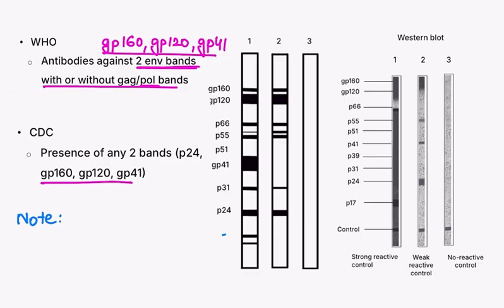The same 3 have been taken, but CDC says I also want to take into account the capsid protein, that is P24, and now out of these 4, I want that at least 2 should be present. So WHO had kept the 3 envelope proteins and wanted at least 2 out of those. CDC has kept 4 proteins, 3 are envelope, 1 is P24, and out of those 4, CDC wants any 2 to be present. So either way, both of them want at least 2 bands to come up.